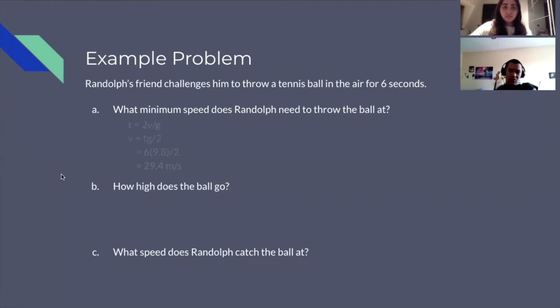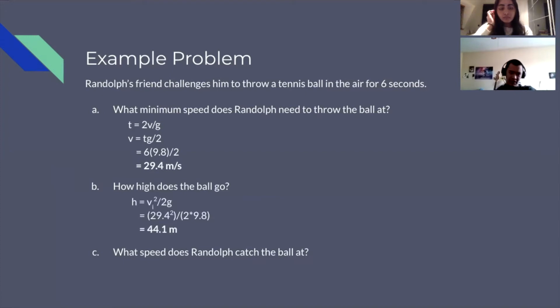Okay, so for the minimum speed, you have to use the same formula as the first one, but now you're solving for V, and you get around 29.4 meters per second. And for the height of the ball, you're going to use the same formula as in the last problem, and you get 44.1 meters. And for C, you get negative 29.4 meters per second.